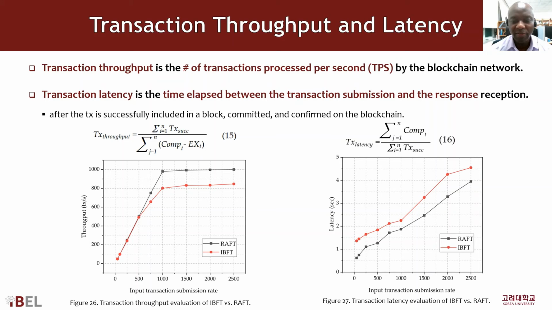In Figure 27, we analyze the transaction latency variation based on the transaction input variation. Notice that both the Raft and IPFS consensus protocols show that the transaction latency increased linearly as the input transaction submission rate is increased. However, the Raft consensus protocol has performed better compared to the IPFS consensus protocol.